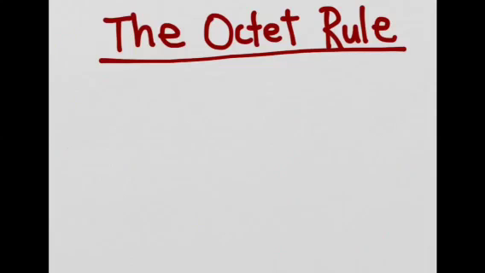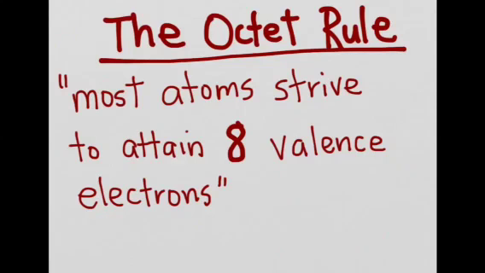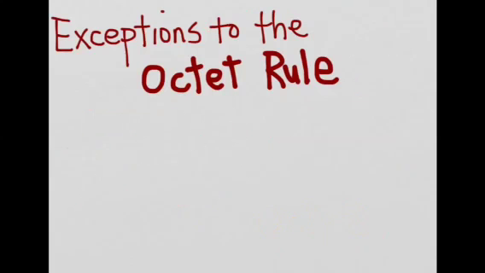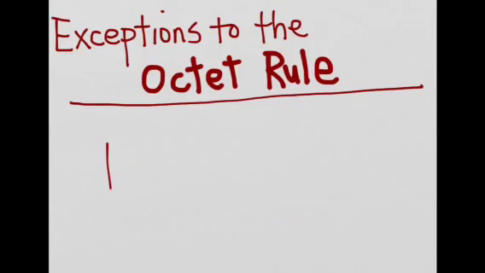So the octet rule, as stated in our textbook, says, most atoms strive to attain 8 valence electrons. I suppose I should have mentioned that the oct in octet actually is a Latin root that means 8. There are, of course, two notable exceptions to the octet rule, and these would be the only exceptions. They would be hydrogen and helium.